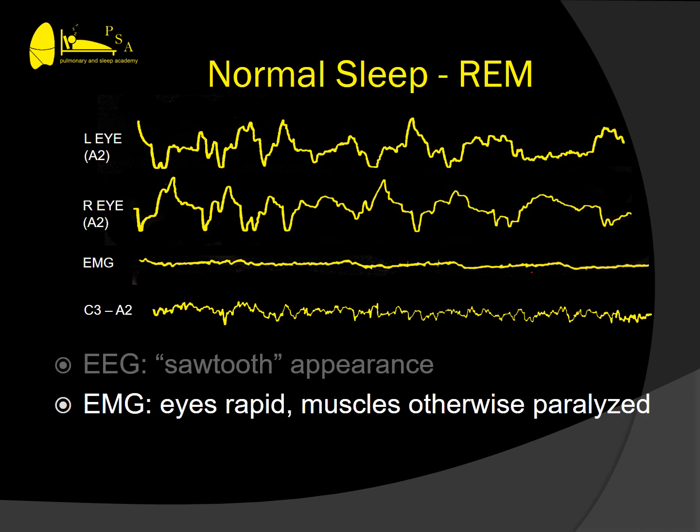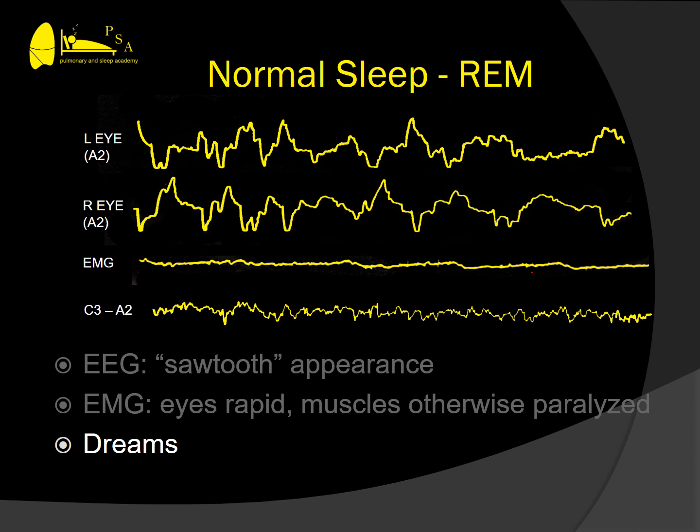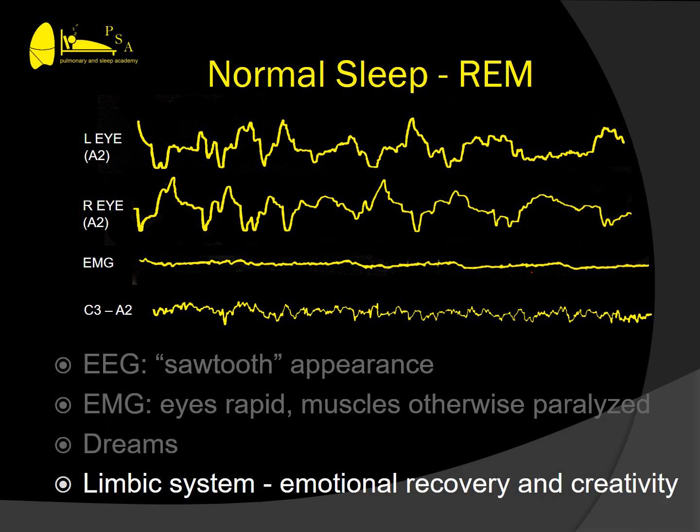So the EMG then will show the rapid eyes, and otherwise not much going on in those other muscles except for the diaphragm. We dream during REM. We also have a lot of activity in the brain during REM. The limbic system throughout the thalamus is very active. There is some role for emotional recovery, and there's also felt to be a role for increasing our creativity the following day based on what we've done in REM sleep.